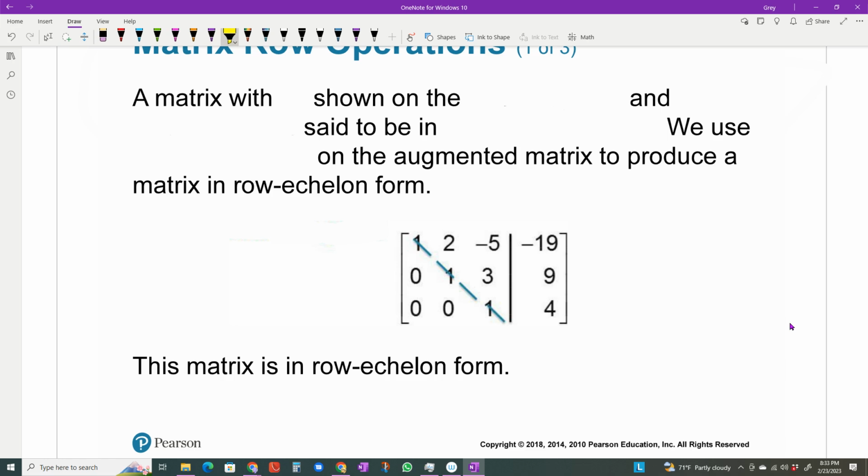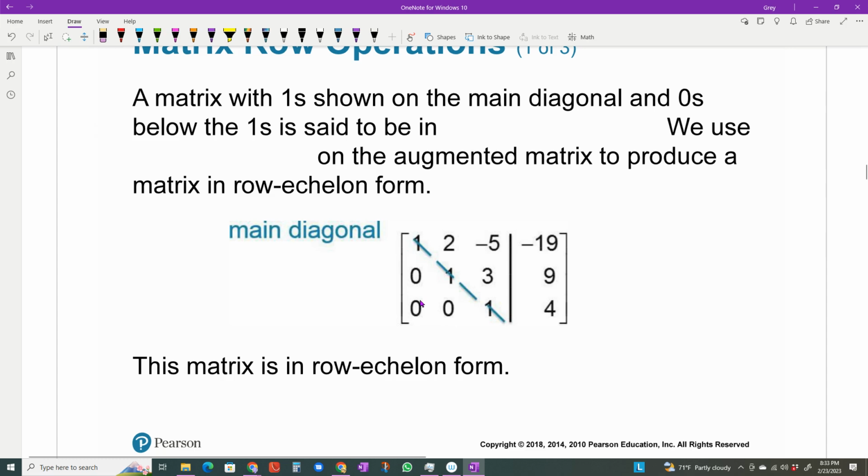First off, if you look at this matrix down here, any matrix that has ones on the main diagonal, this is the main diagonal here, and has zeros below the ones, all zeros below the ones, is said to be in row echelon form. We use row operations on an augmented matrix to produce it. So this particular one is in row echelon form.